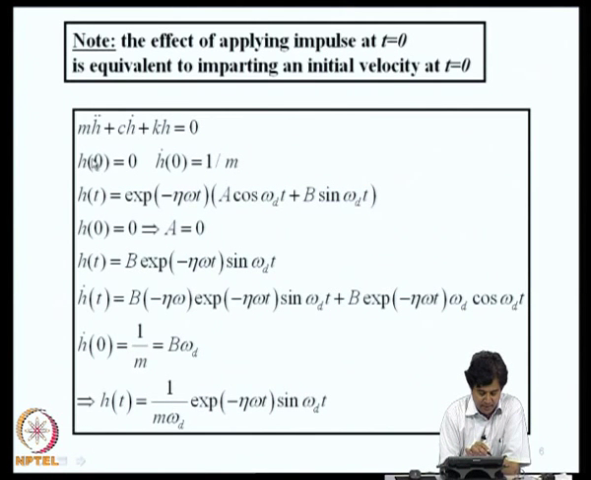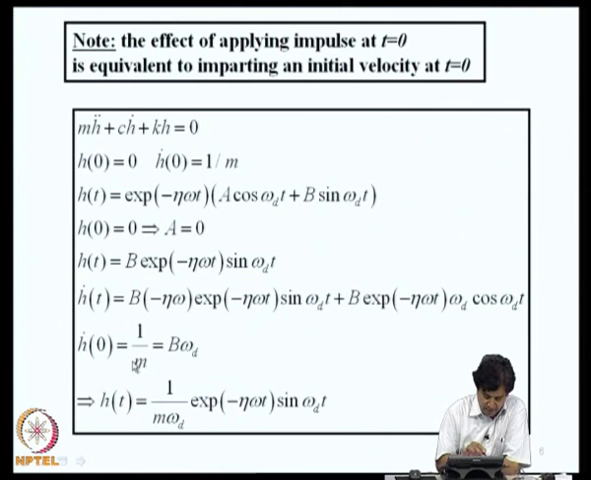That can be verified if you consider the response of a single degree freedom system in free vibration with initial displacement 0 and initial velocity as 1 by m. If you write the complementary function and particular integral, there is no particular integral; in the complementary function there are two arbitrary constants and they can be evaluated using these initial conditions. If you were to do that, you will get a to be 0 because h of 0 is 0, and it turns out that b is actually 1 by m omega d.